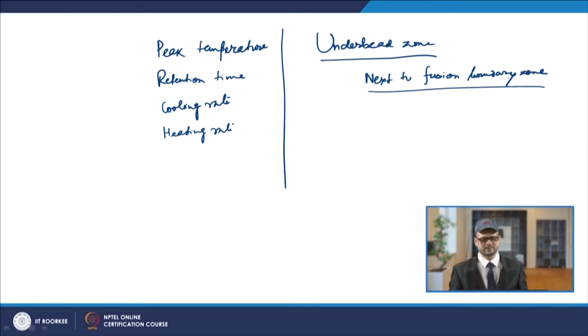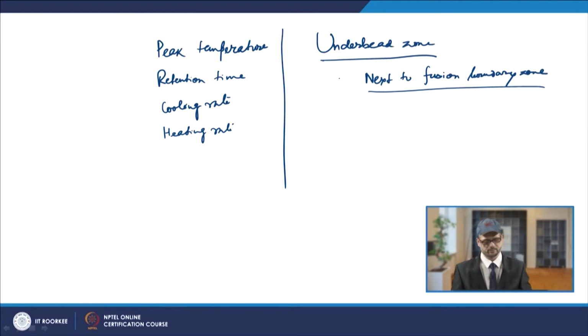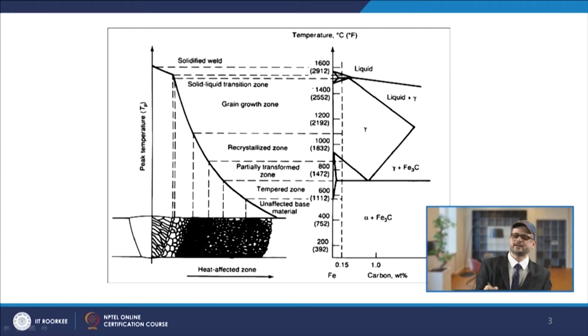So you have the underbead zone, and that zone, as you see here, is next to your solidified weld, and then you have this solid liquid transition zone. That tells you about the placement of it. If you try to define these underbead zones, we have already talked about the temperature, going nearly to 1400 degrees centigrade. If you refer to this, the underbead zone is basically just below this range, and it will be taking care of two zones.